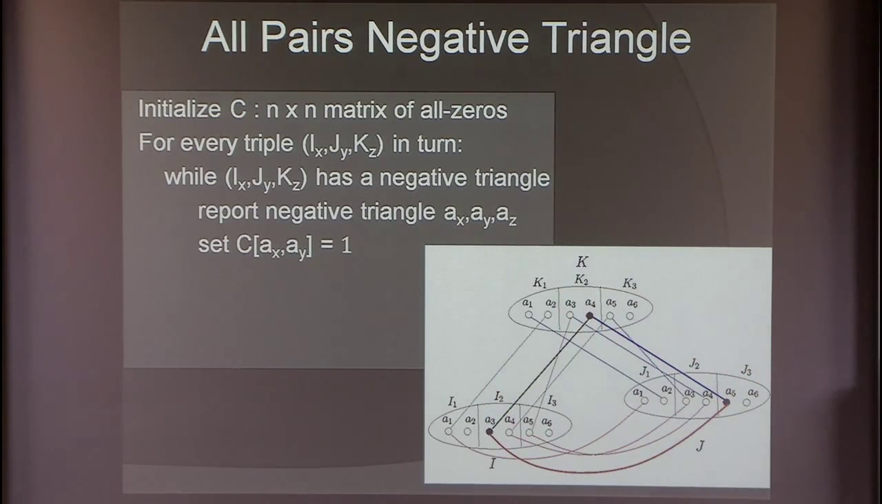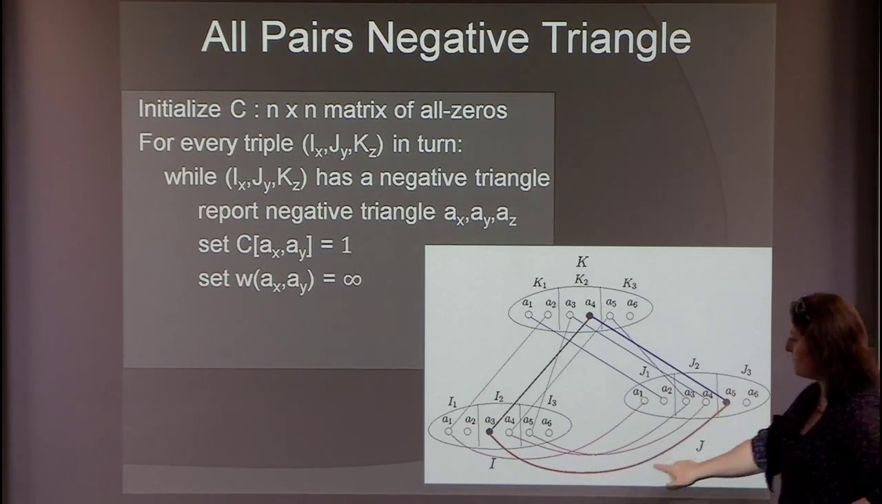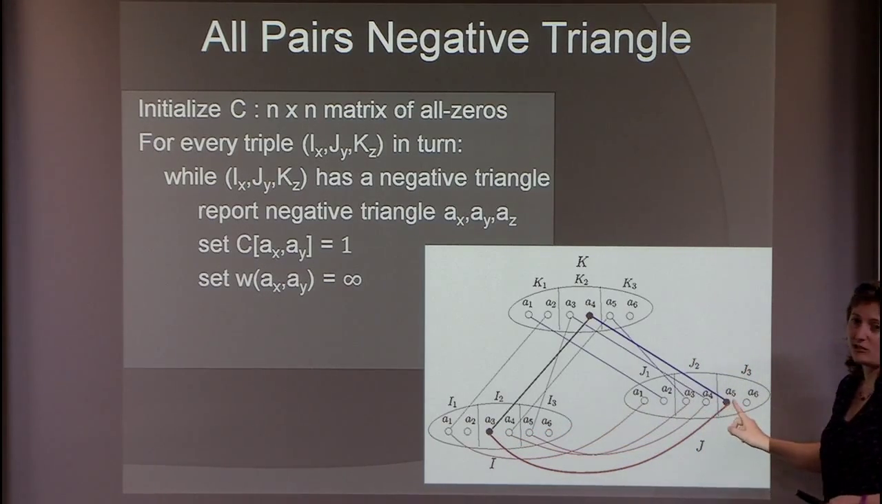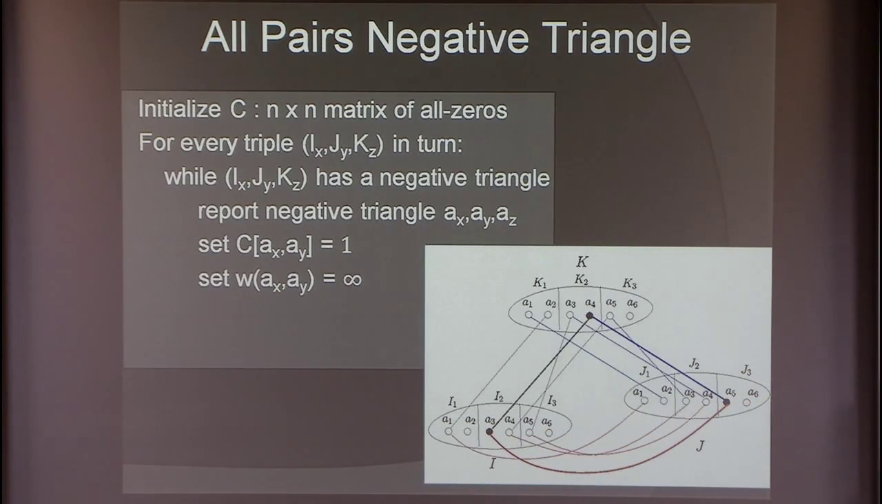Okay, so far is what I said on the previous slide. Now, the next thing we do is actually we change the weight of this edge that we just discovered is in a negative triangle. We make it into an infinity. And that concludes the algorithm.